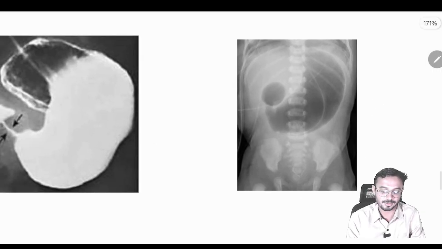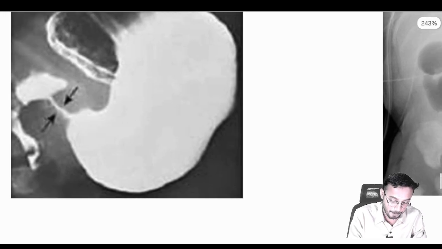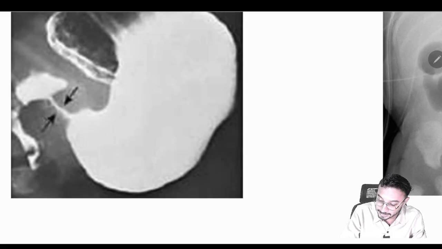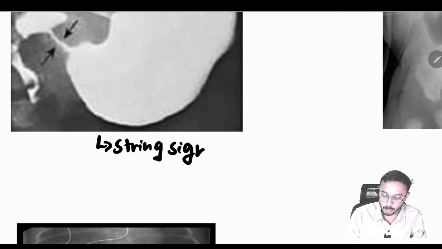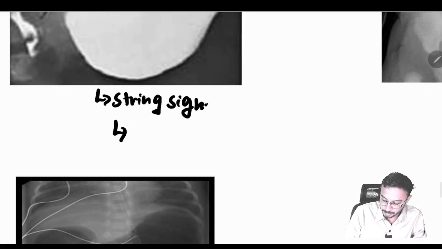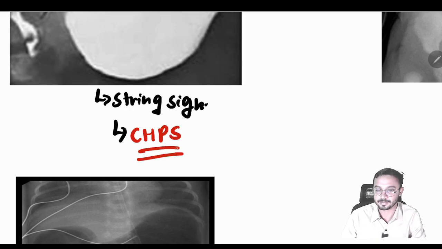And tell me, what is this part? This is the narrowest part of the pylorus. The pylorus is getting narrow. Look at this, it is not broad, it is narrowing. This is the best example of congenital hypertrophic pyloric stenosis. This is known as the string sign. Where are you going to find this? In congenital hypertrophic pyloric stenosis. Okay, string sign.